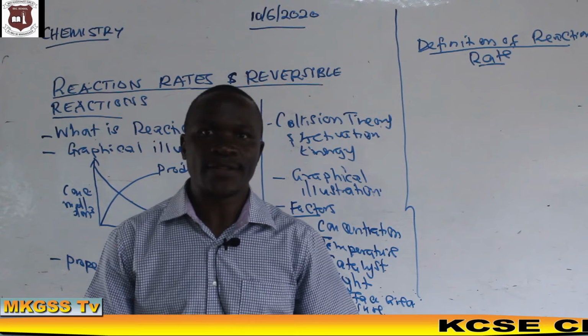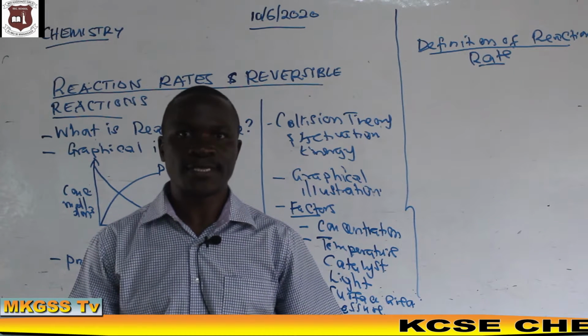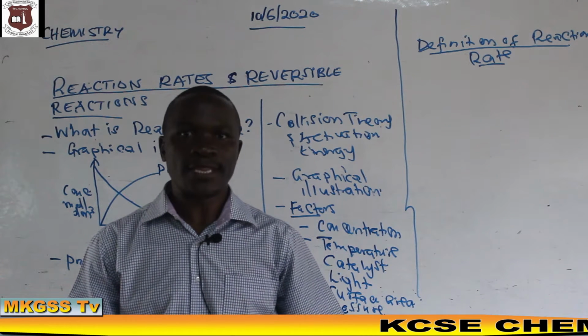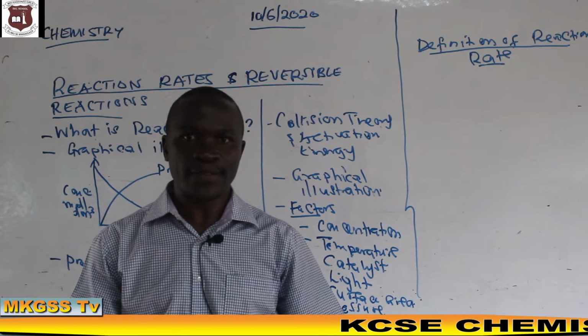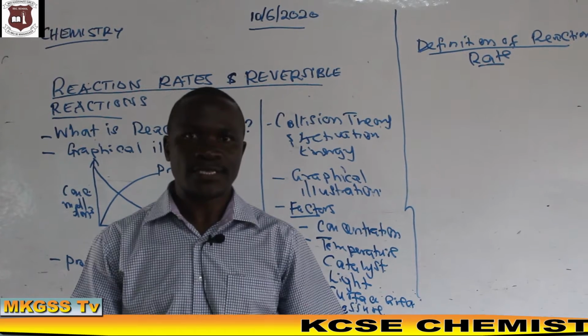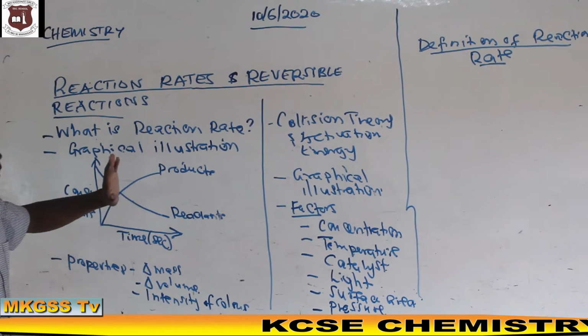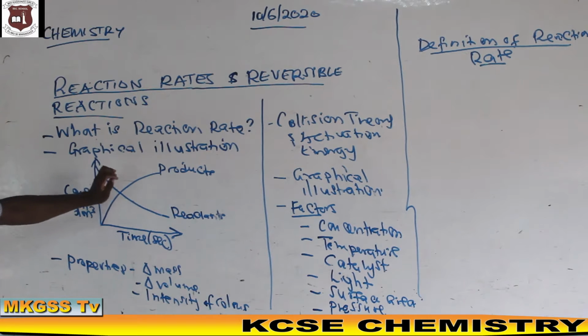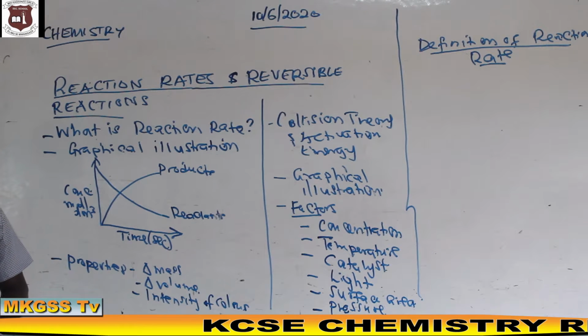This is a topic that is tested in all three chemistry papers, but mainly it can be tested in chemistry paper 3, that is chemistry practical, and reaction rates. Now today, in this topic, there are several sections that are normally covered.